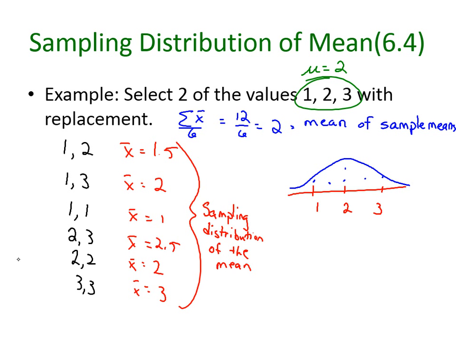And I'm trying to remember how I want to write that. Written down. 6 divided by 3 numbers. So we're looking at the mean of my sample means being 2, and the mean of my population was also 2.